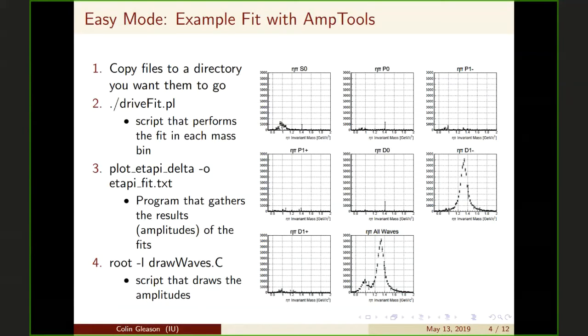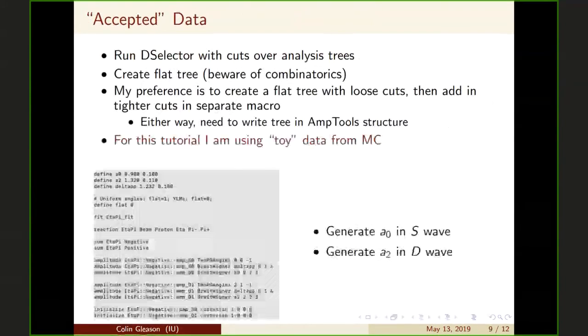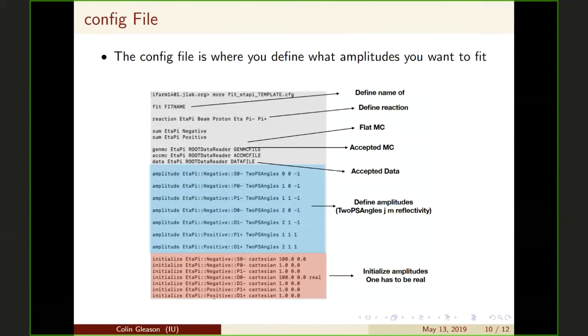And to do that fit in every bin of eta pi mass, you need a configuration file, and that configuration file has to define this amplitude, this one, this one, this one, right? So that's what is here. Here's the configuration file that gets passed in and is used to drive the fit. It specifies the reaction and has these coherent sums. Here are the three files, the generated Monte Carlo and the accepted Monte Carlo, and then here's the fake data file. So that's the generated data of physics, passed through the detector, passed through analysis cuts and everything.